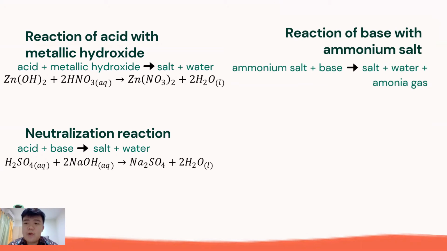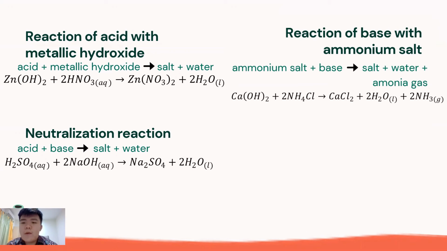Reaction of base with ammonium salt. When an ammonium salt reacts with a base, it will form another salt, a water molecule, and also ammonia gas. For example, in this reaction, calcium hydroxide, when it reacts with ammonium chloride, which is an ammonium salt, will yield calcium chloride, 2 water molecules, and 2 ammonia gas molecules.